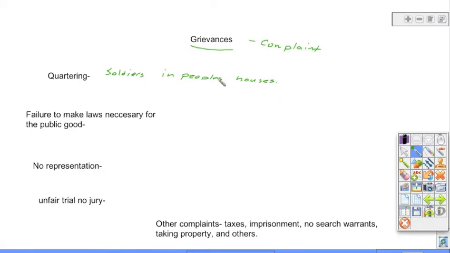And so, this was something that they viewed as totally wrong in the Revolutionary War, and something that they will complain about in the Declaration of Independence and guarantee not to do in our own Constitution. It seems weird to us that the Third Amendment to the Constitution is no quartering of troops, because it seems like such a strange concept to us today. But it just goes to show how angry the colonists were about this quartering thing. Also, they say he failed to make laws necessary for the public good, meaning he wasn't making laws that the colonies needed.